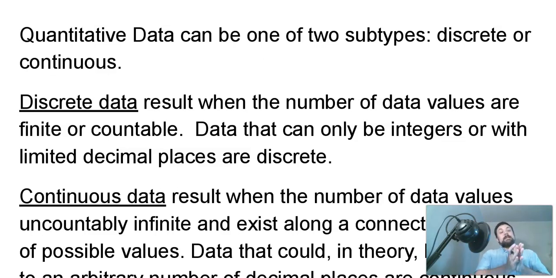Countable means could be finite, right? The number of movies at a movie theater is countable because it's limited. But countable can also be infinite, and this is kind of a crazy mathematical concept, there are different levels of infinity.